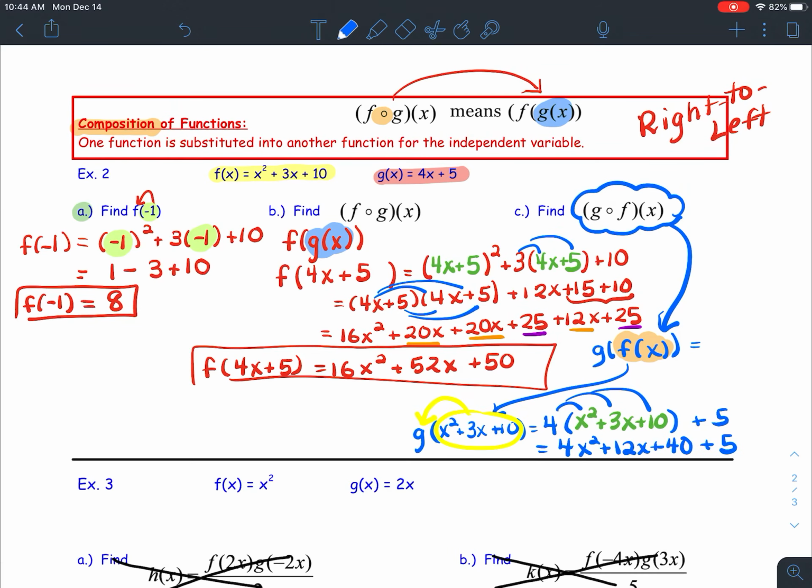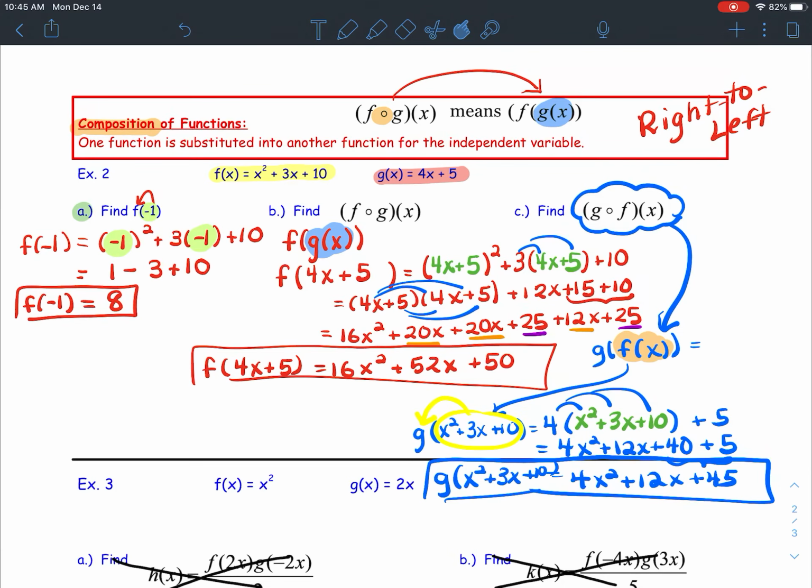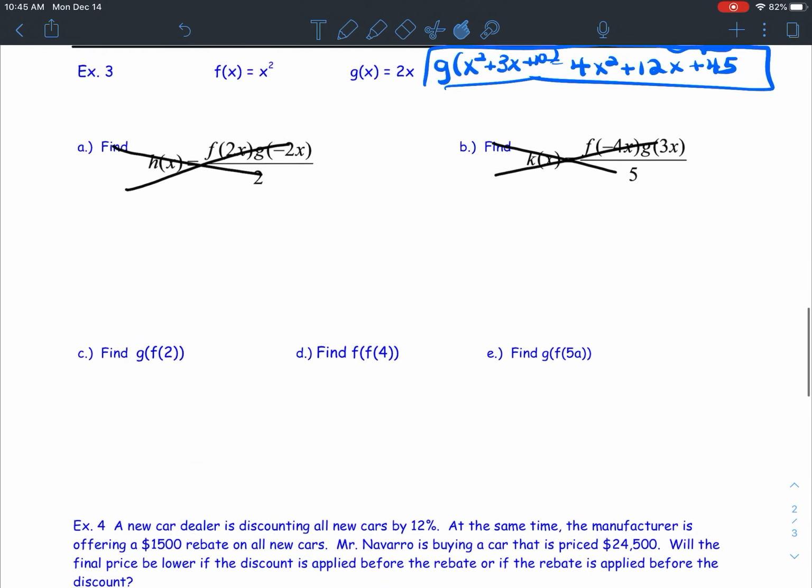Okay, don't forget about this extra plus 5 that I have here. And then I'm going to combine those together for an answer of 4x squared plus 12x plus 45. And that's just going to get labeled g of x squared plus 3x plus 10. Okay? All right.